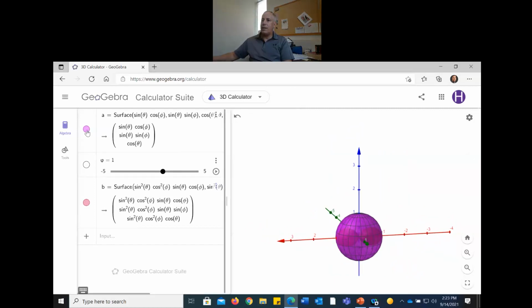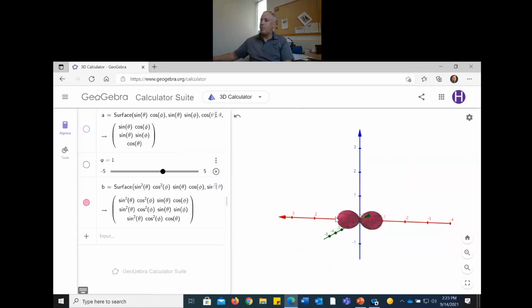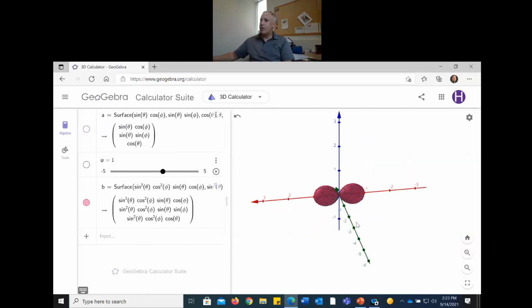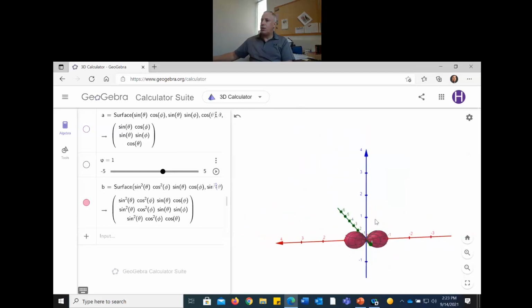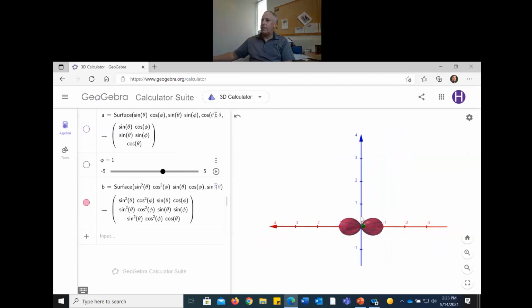So let me unclick the s orbital so you can just see the p orbital. So that's a p orbital. You see here, that's my p orbital, just using values x, y, and z.